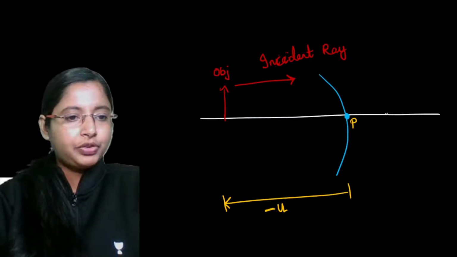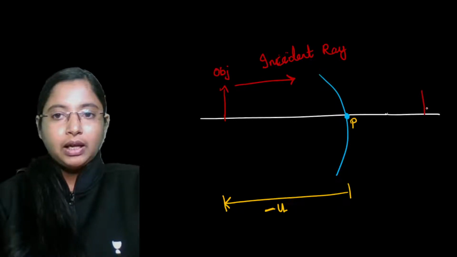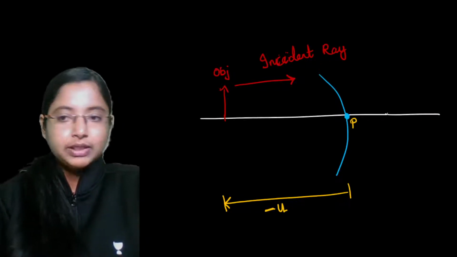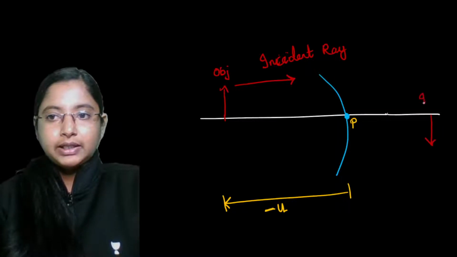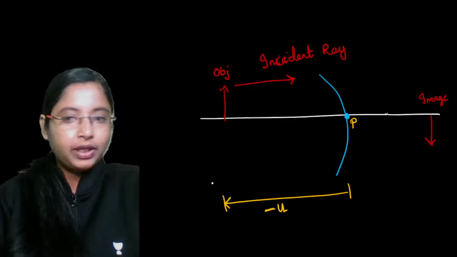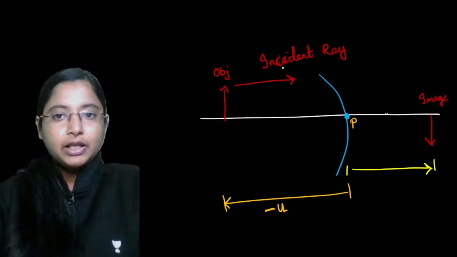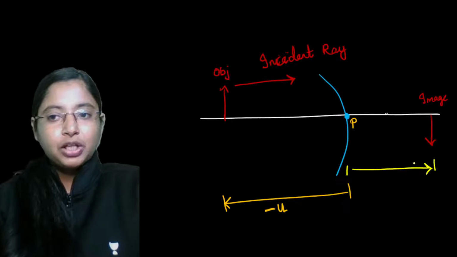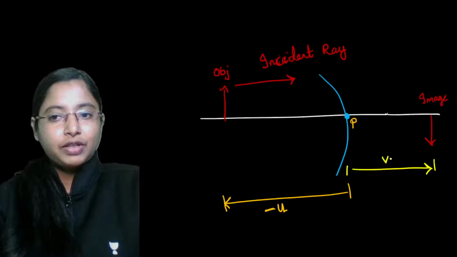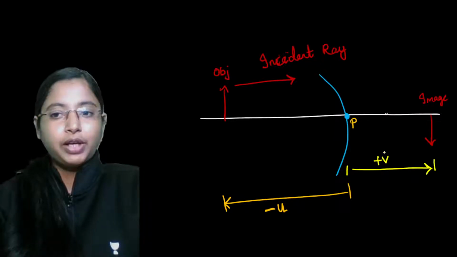Now again, let's say for this particular case the image is formed somewhere this side over here. Let's say this is the image. To measure this particular distance, we start at the pole and this is where the image is, so we end up going in this direction. This is the direction of the incident ray, and to measure image distance we are going in the direction of the incident ray. So in this case, image distance we take as v, and according to sign convention this value is positive.